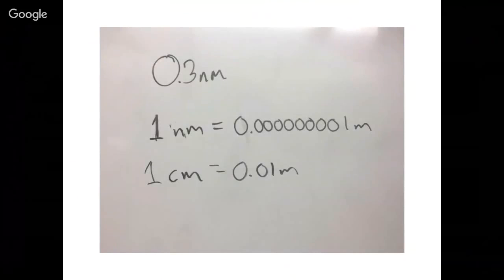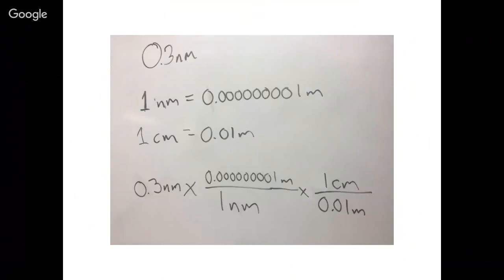And to do that, we need to look at the conversions we're given on the back of the sheet, which says that 1 nanometer is equal to 0.000000001 meter, and 1 centimeter is 0.01 meters. So we can convert nanometers to meters and then meters to centimeters, and therefore we're going from nanometers to centimeters in 2 steps. So we set it up like this.